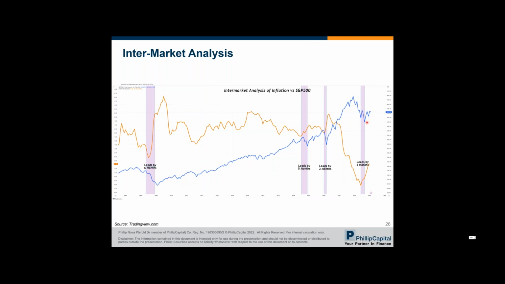Similarly, in the recent case, inflation peaked in June last year, and then about 3 months later, we see the S&P 500 bottom, in October last year. So the lead time is roughly between 3 to 6 months. In between, when the inflation peaks but is lower than 5%, the relationship isn't very consistent. Sometimes it gives an early warning, sometimes it doesn't.